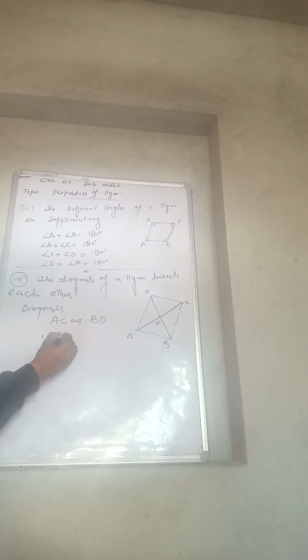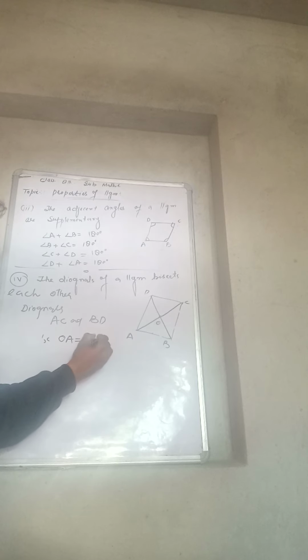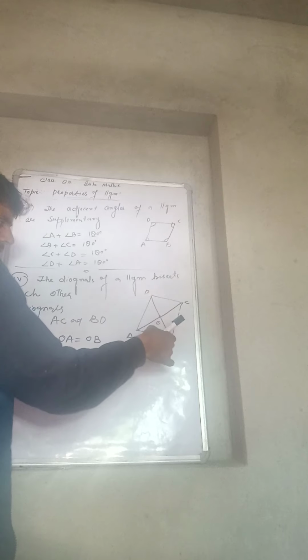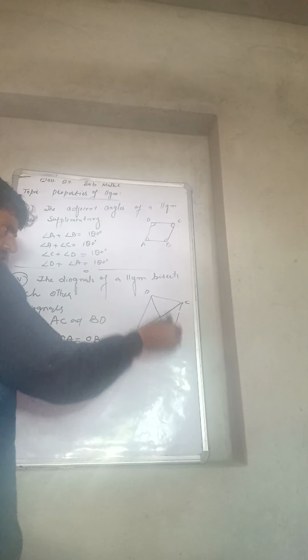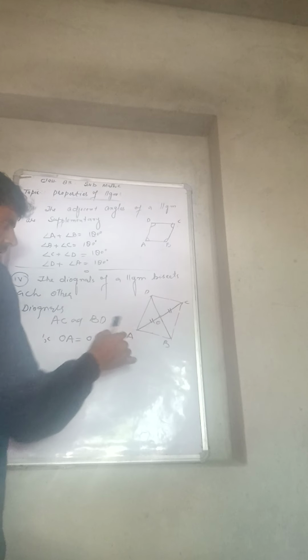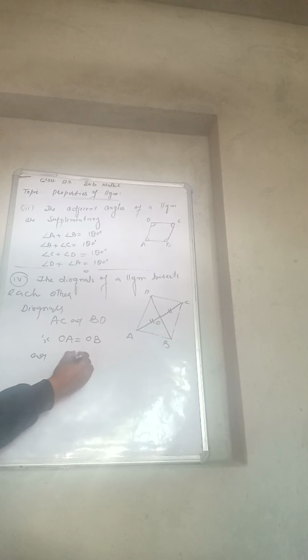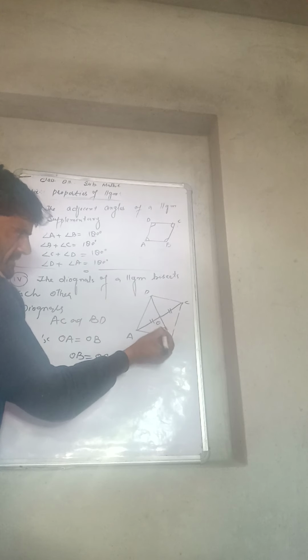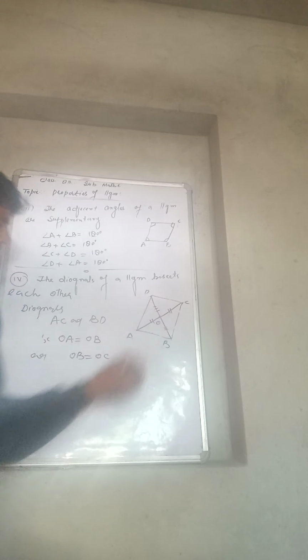That is, OA is equal to OC. इस डायगोनल जो AC डायगोनल था, इसको ये जो दूसरा डायगोनल है, इसने दो बराबर हिस्सों में डिवाइड किया है. And OB is equal to OD. और यहाँ भी this one is equal to this one.